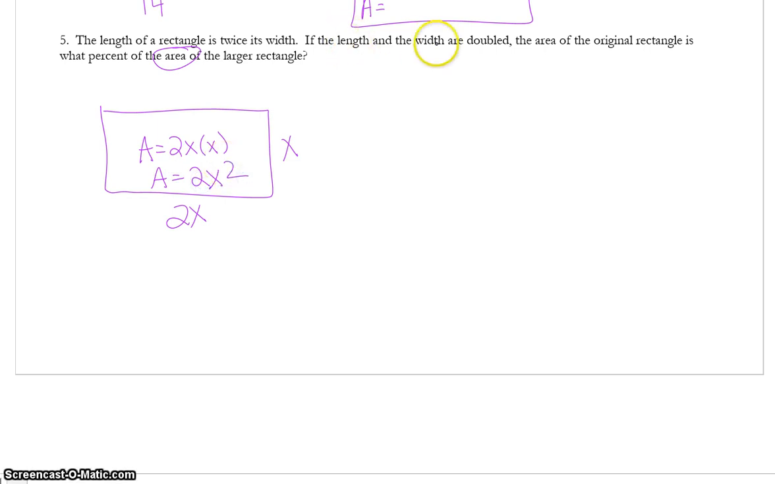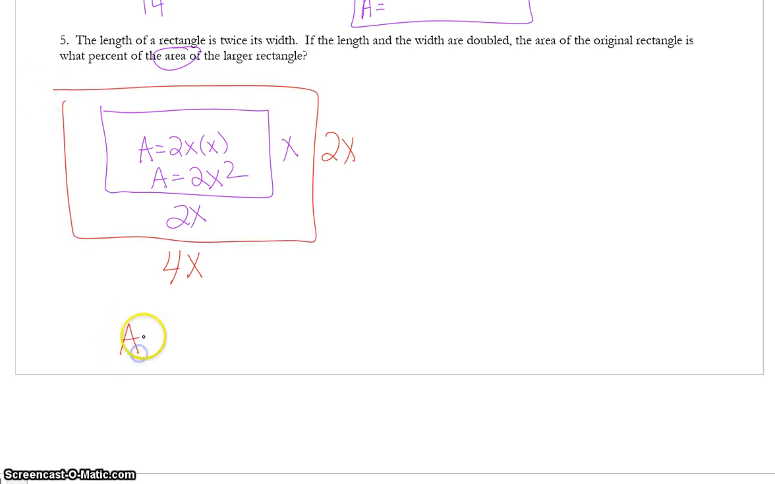It says if the length and width are doubled, the area of the original rectangle is what percent of the area of the larger rectangle? So let's double this length, which means multiply it by 2, that's 4x. And if we double this, that's 2x. So the area of the bigger rectangle would be 4x times 2x, so 8x squared.